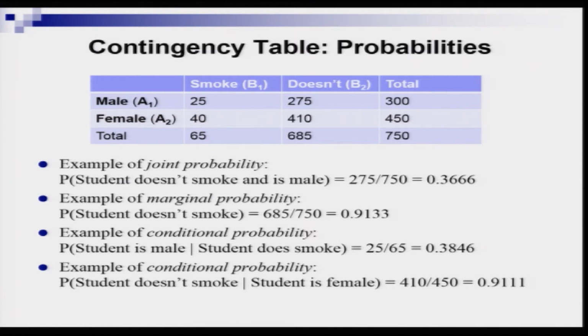Now let us look at the probability that the student does not smoke given the student is a female. Here we have to first figure out the joint occurrence of 2 events, that is female and the student does not smoke. Going back to the contingency table, the appropriate cell gives me the frequency 410. Now that has to be divided by the marginal probability of event A2, which is female, because that is given. So, 410 divided by 450, we get 0.91 as the probability number.